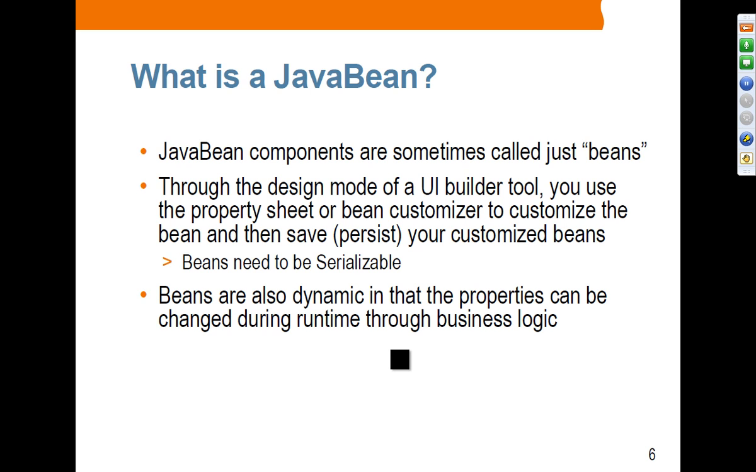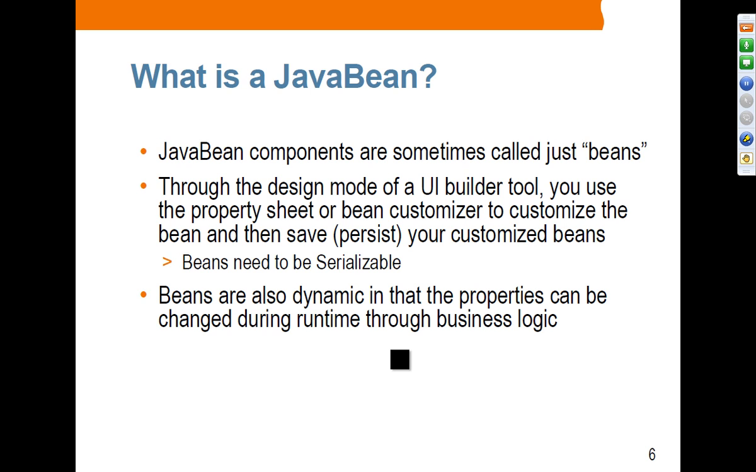You can see, for example, a property sheet of the bean, to see what the property values of those particular components are. For example, for a text button, you could see the color of it, the background color of it, the text itself, and things like that. You can use this property sheet, or what is called the bean customizer, to customize the bean and then save that bean. So a bean is basically an object, and an object could be serialized.